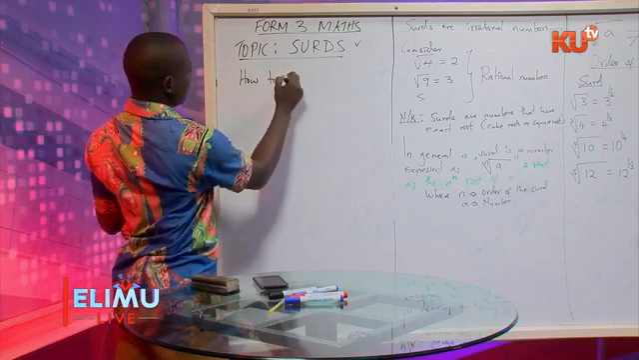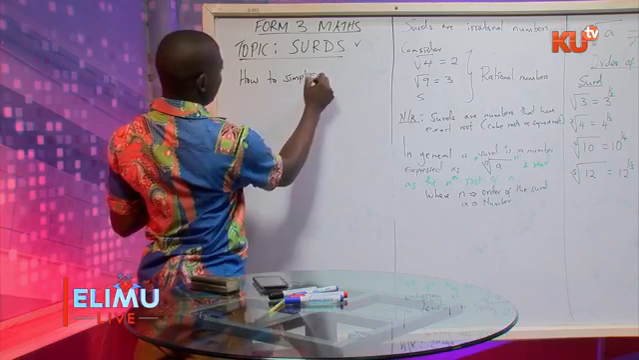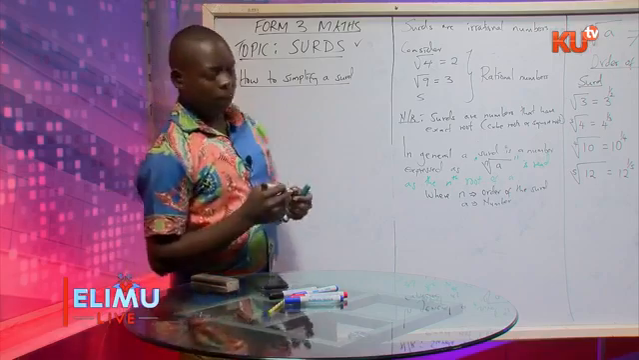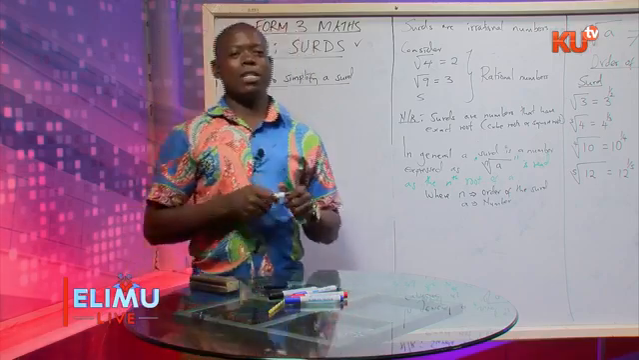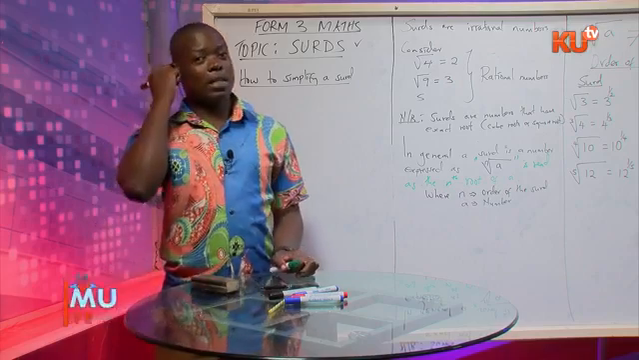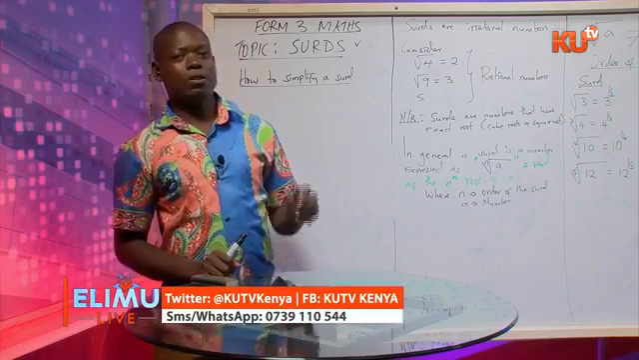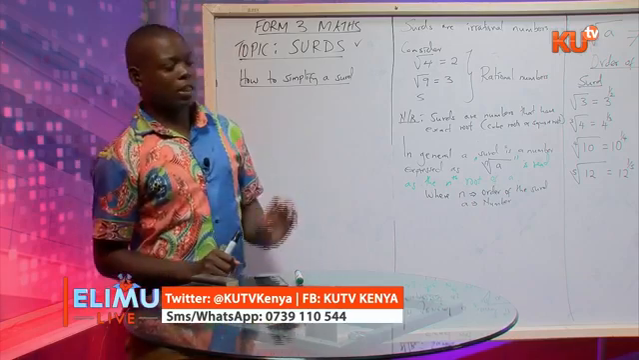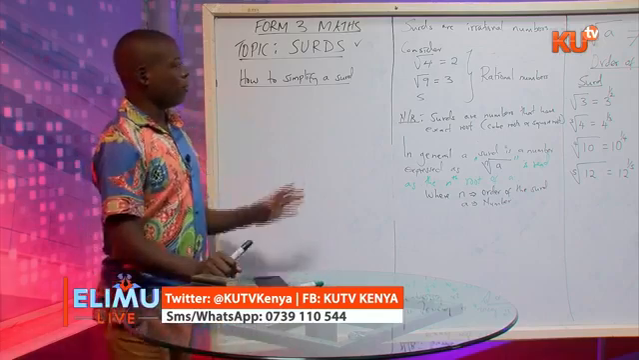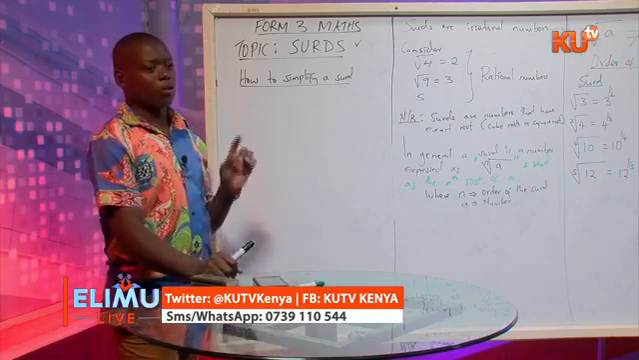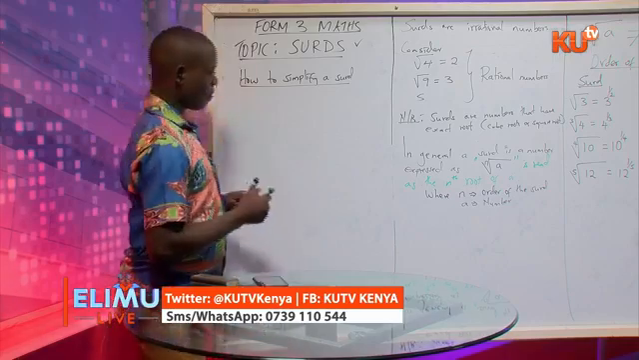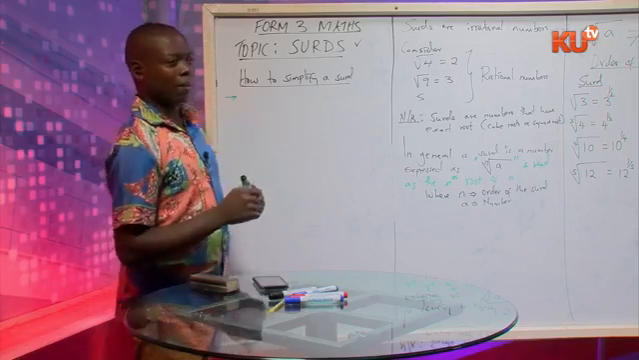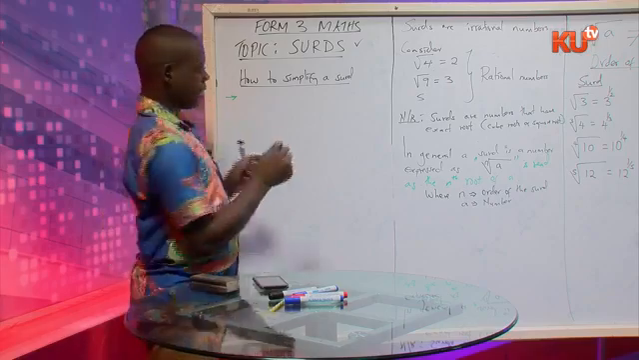Simply, how to simplify a surd. Simplification is simply a process of reducing a term from a complex to a simple form. When you reduce the terms from complex to simple form, then we refer to that as simplification. So surds can be complex in a way, and so we need to simplify the surds. So what do you do when you're simplifying the surds? It is very simple. The first thing is look at the number under the root sign and identify two numbers.